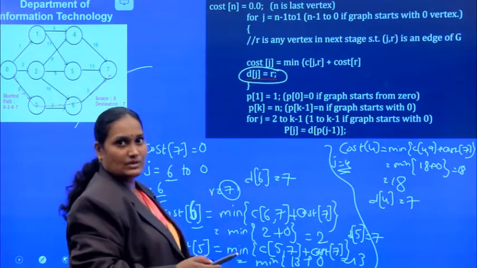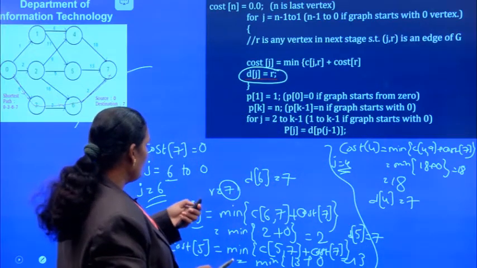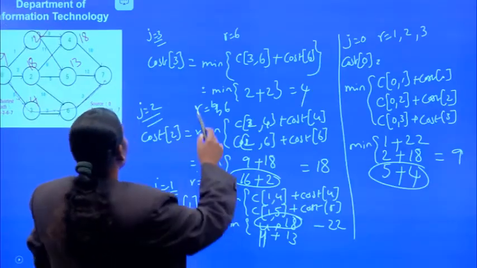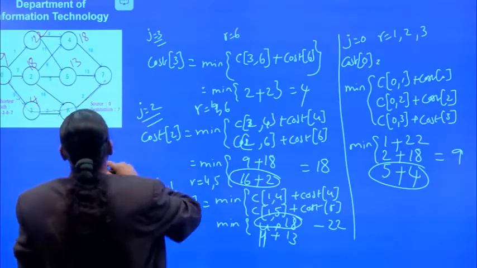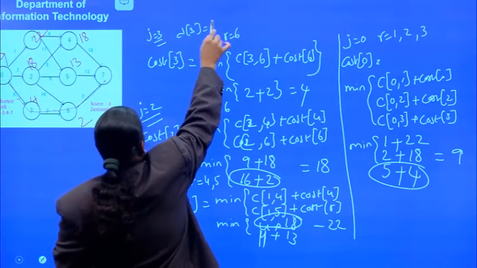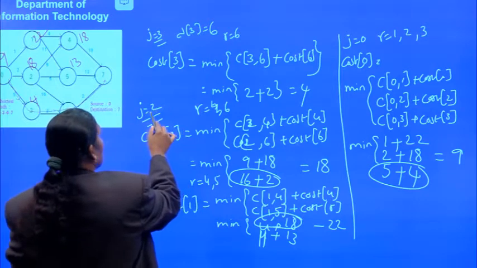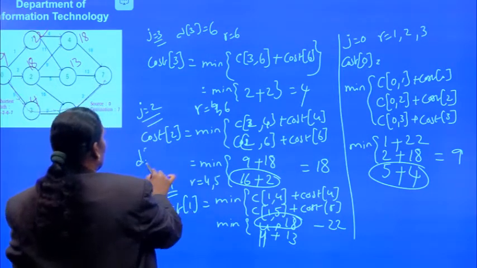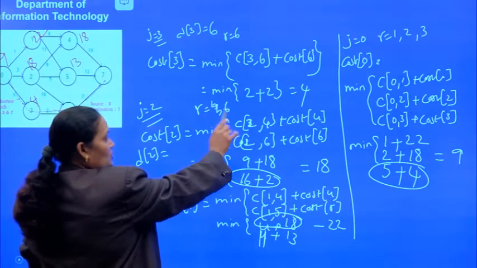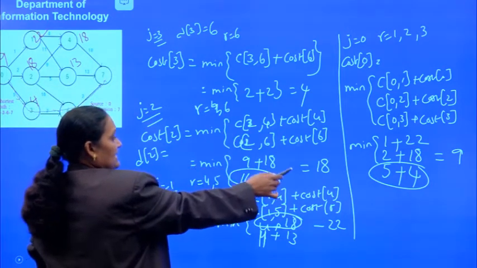D of 4 is equal to 7. And if you go for the next one, which is nothing but 3, j is equal to 3. So for j is equal to 3, here D of 3 is equal to 6. Now coming to j is equal to 2, D of 2 is equal to, here 2 values are there. Out of these 2 values, for which R are we getting the lesser value?